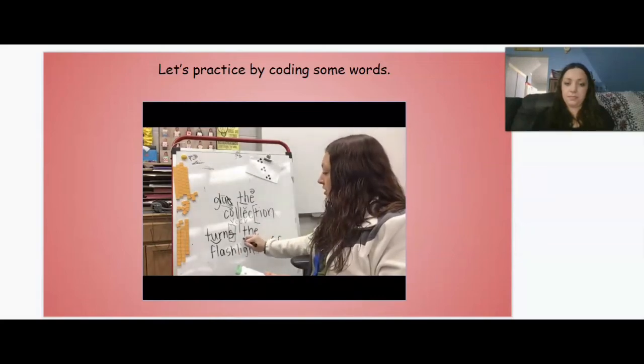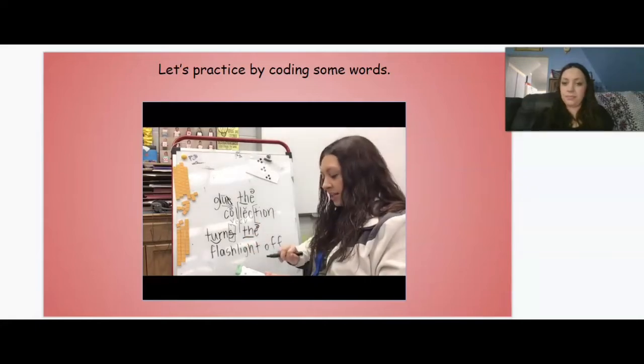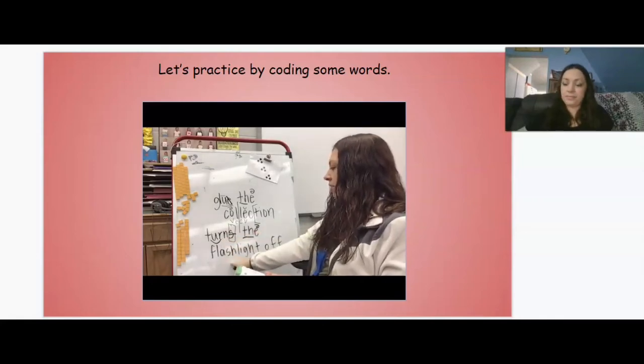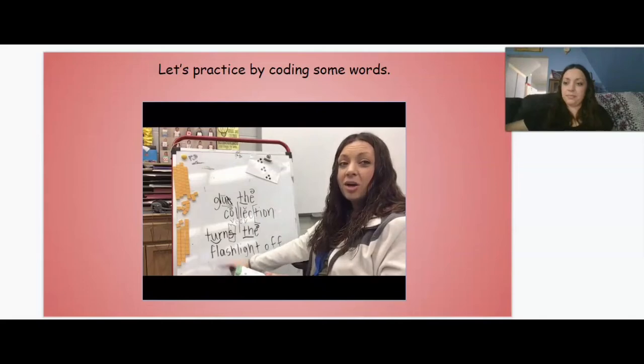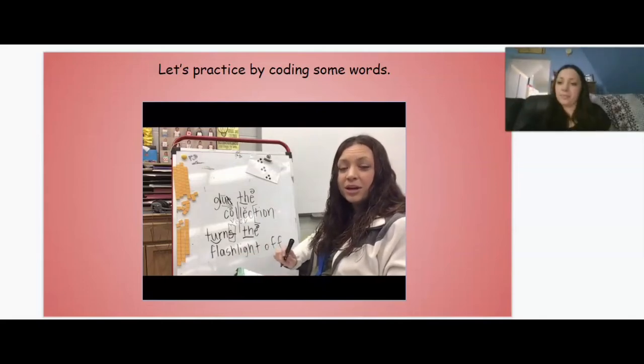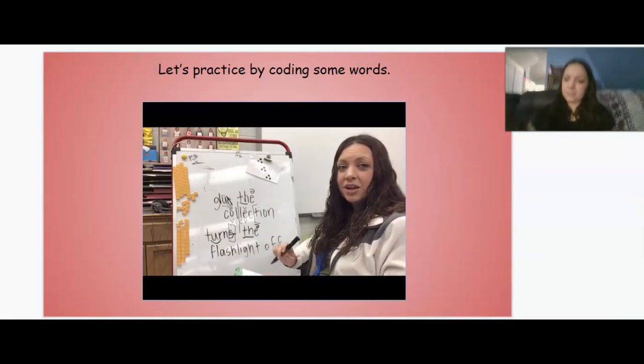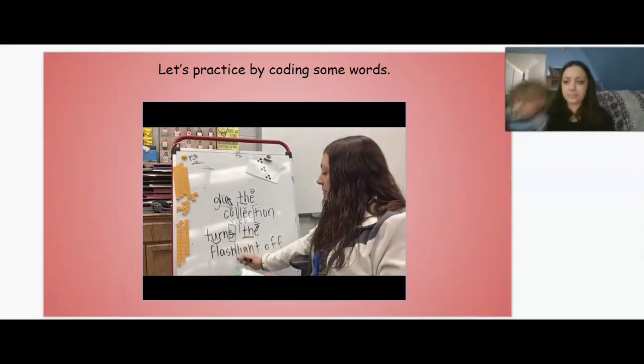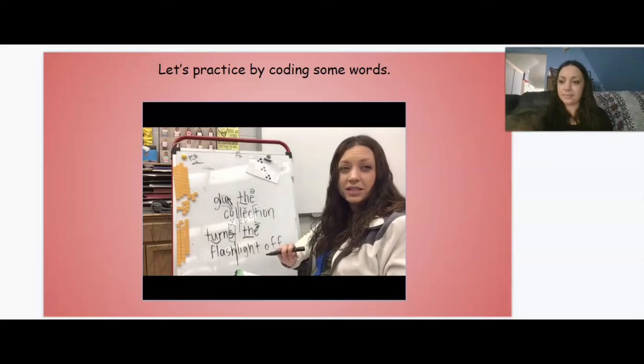We can do the same thing. We can underline the TH and put that schwa symbol upside down. So, turns the, and then over here, this is a compound word. So we have to figure out where would I break apart that word. Well, I'm looking and I see the word light. So I'm going to try to break it apart here and see if that's where I break it apart.